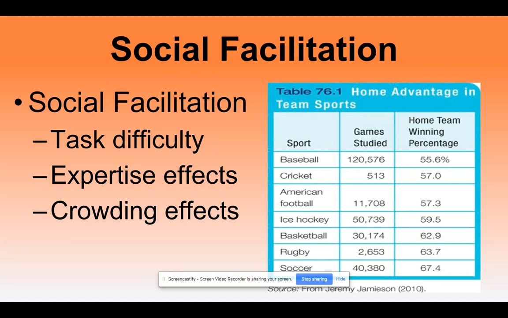So you can see in this chart, really simple, it's talking about home field or home advantage in team sports and the percentage of the home team winning. And so when you talk about home field advantage, it's not just because it's fun and exciting to play at home. There is some psychology behind having home field.